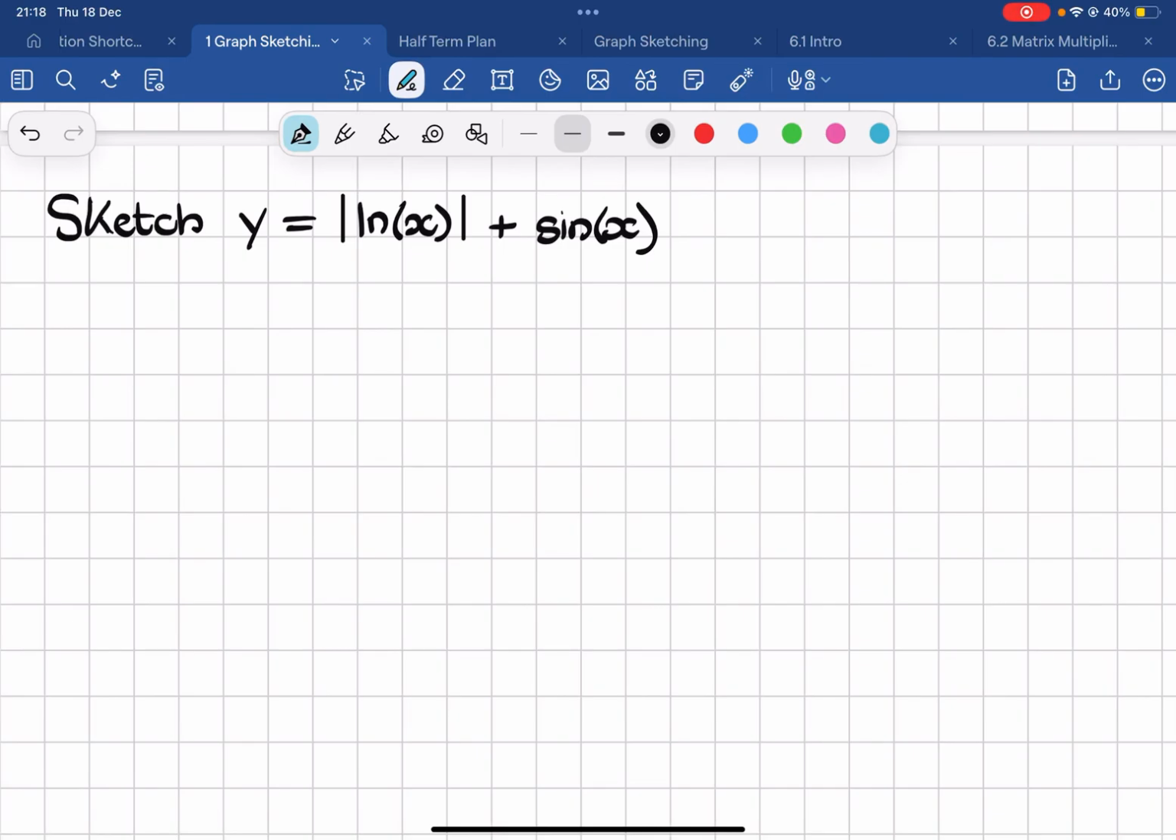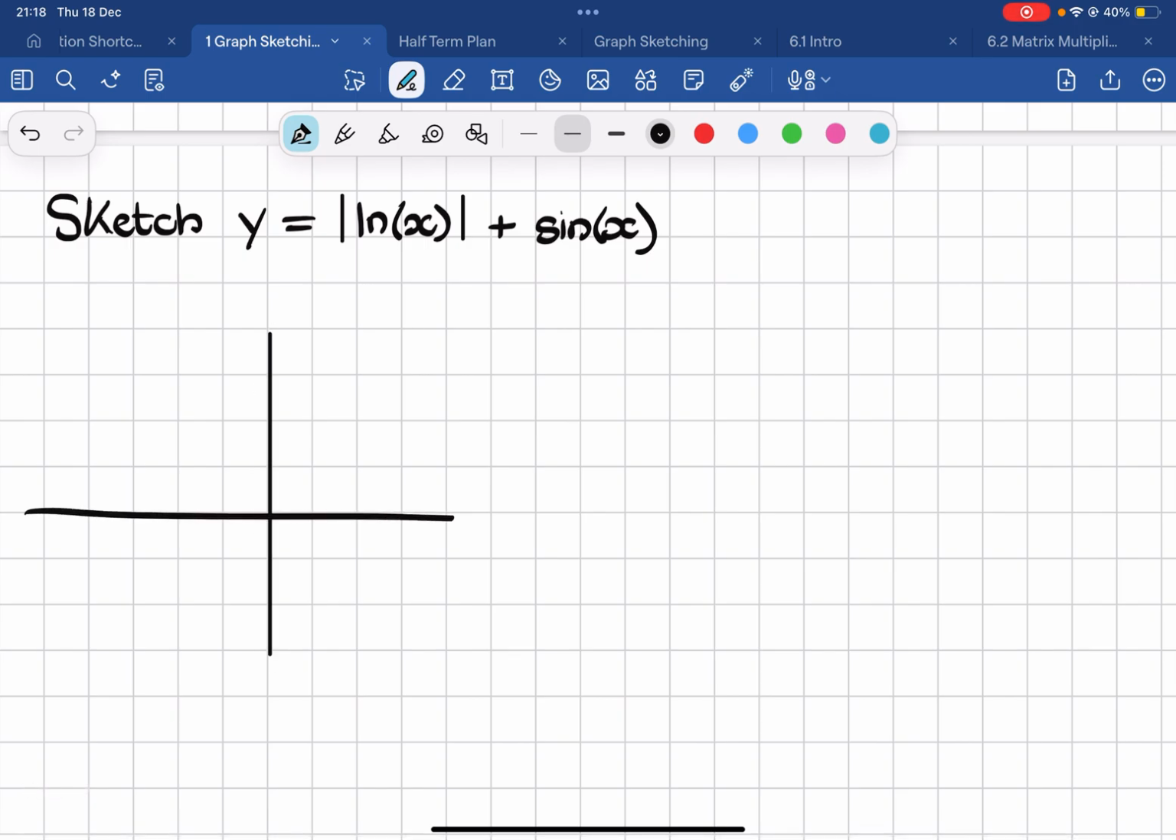Hi guys, today we've got yet again another graph sketch. It's an interesting one. We've got y equals mod ln x plus sin x. Right, we've got two different functions, so let's sketch them on their own.